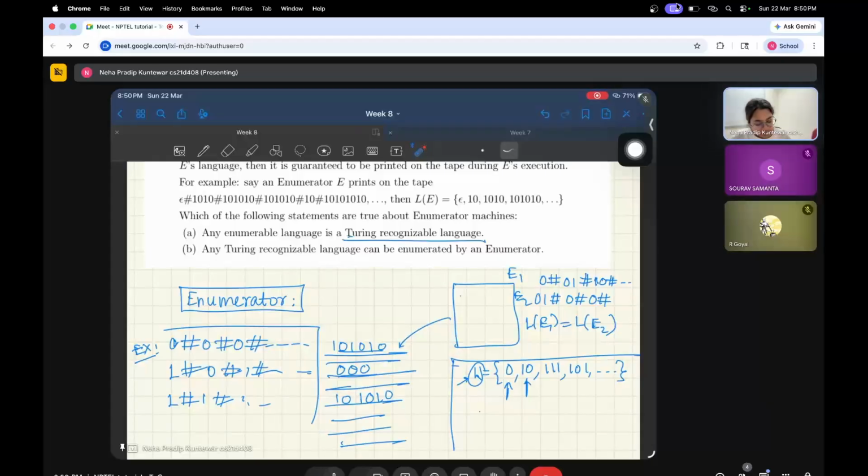Okay. So maybe I'll not write the rest of the things, but let's just go over this. You are given an enumerable language, so there is an enumerator for that language. You are given this enumerator, which keeps on printing. You want to come up with a Turing machine for the same language. So every string that is printed should be accepted by the Turing machine, and it should not accept anything that is not printed by the enumerator.